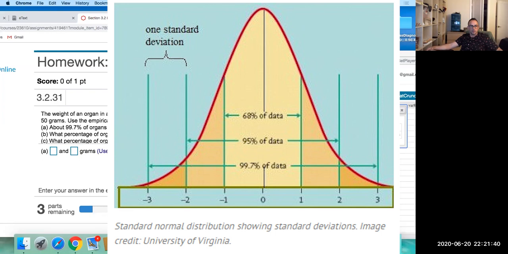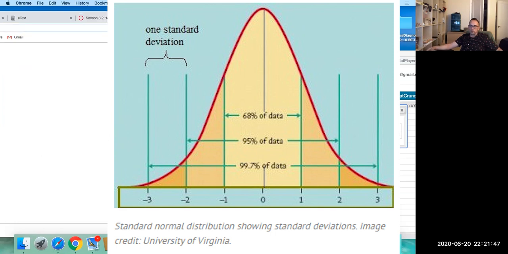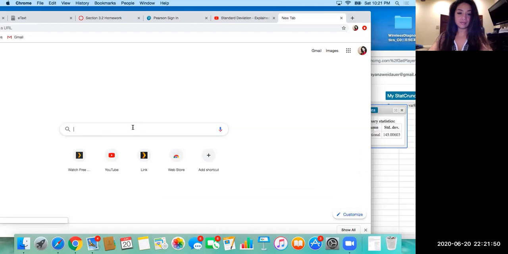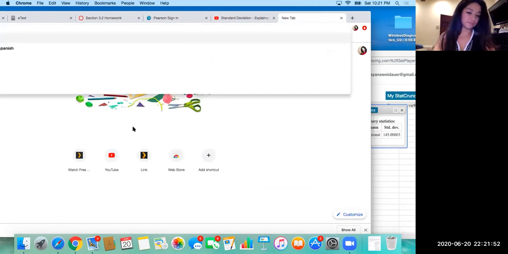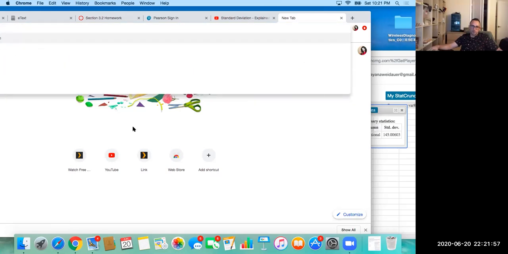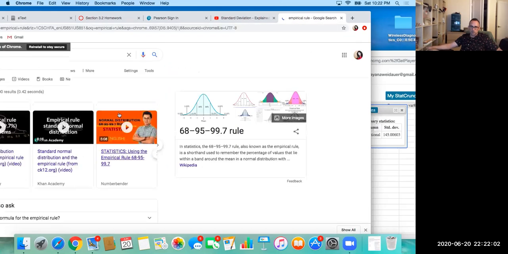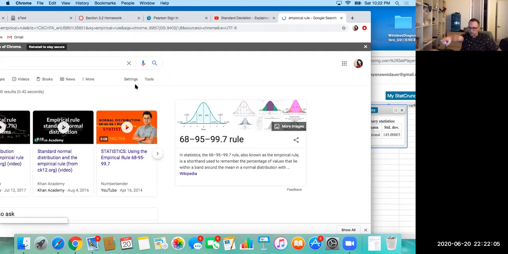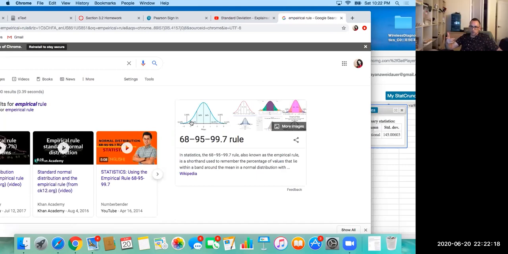If you go to another tab and just put empirical rule, it'll give you a good picture. Did you make a video of that too? I probably don't, but there are so many pictures of this. If you just Google it, it'll show you a nice visual. Look at that picture. See how it says the 68, 95, 99.7 rule? Now click that picture.